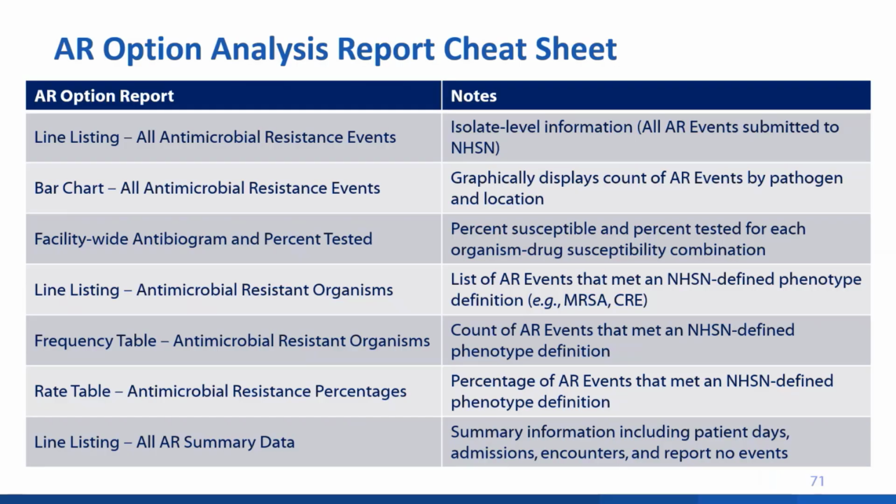So here I included what we'll call a cheat sheet for the AR option reports that were covered in today's presentation. I list out each report and provided a high-level overview of the report that you can reference whenever you're interested in reviewing your AR option data. And we're also going to have another cheat sheet, a reference document that will be posted to the website, that will include pathogen codes and things like that that we've been working on that will also be helpful.